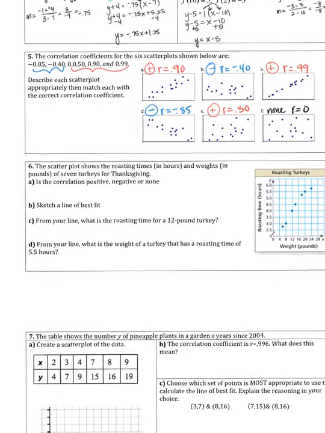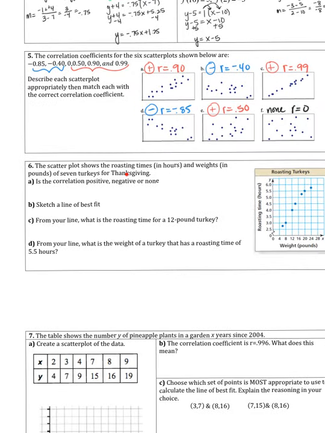Question number 6, it says, the scatter plot shows the roasting times in hours and weights in pounds of 7 turkeys for Thanksgiving. Is the correlation positive, negative, or none? This is a positive correlation. So this tells us the bigger in weight your turkey is, the longer roasting time. So the more weight, the longer the roasting time.